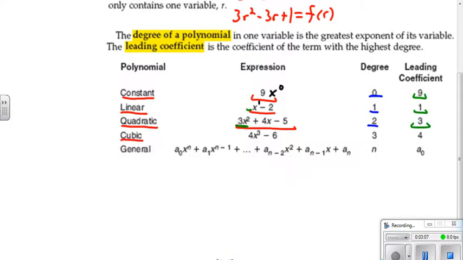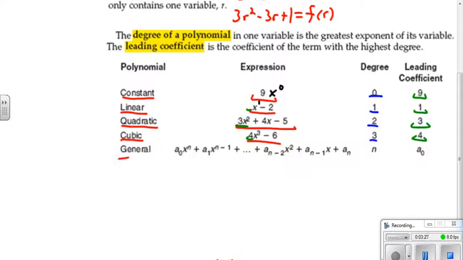We can say the same thing with cubics. Those just have an x cubed in them, like in this case 4x cubed minus 6. So again, our degree is 3 because it's x to the third power. That's our highest power of x. And our leading coefficient is 4 because 4 is the one out front of the highest power.